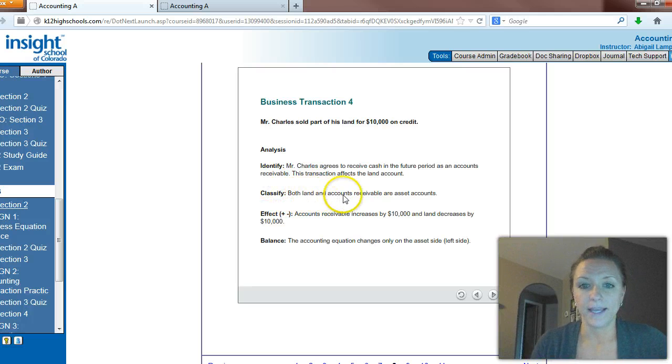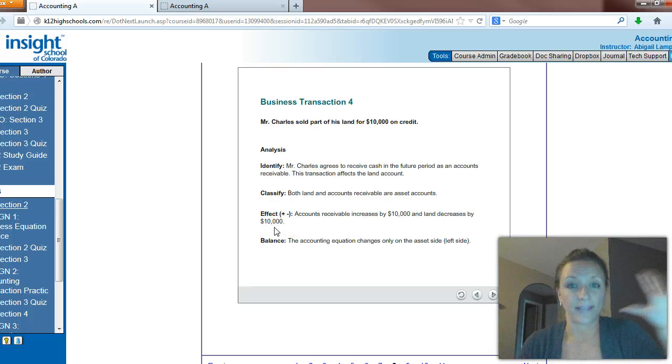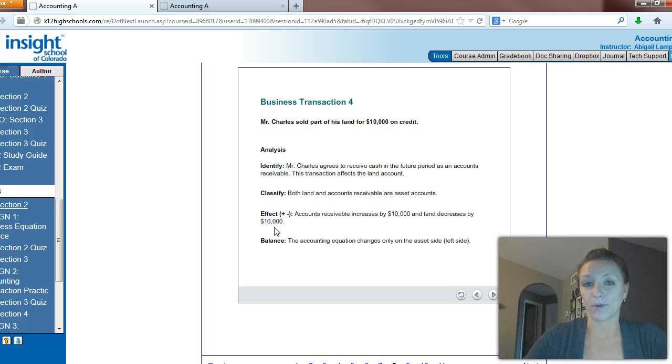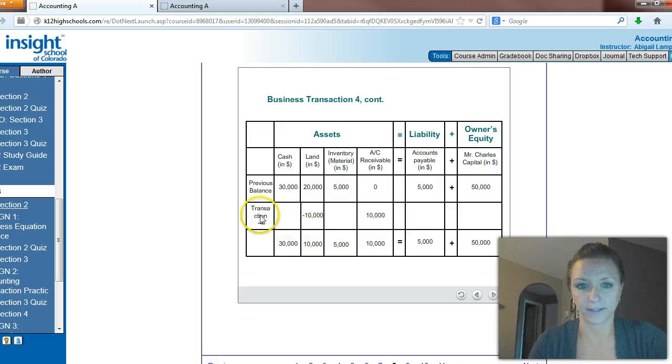Okay, classify: both land and accounts receivable are asset accounts. And the effect will be accounts receivable increases by $10,000 and land will decrease by $10,000. We sold $10,000 worth of land, so that land account is going to decrease by $10,000. Whereas our accounts receivable, someone's going to owe us $10,000 for that land. And this is what that's going to look like. So we have $10,000 coming out of our land and $10,000 going into our accounts receivable. Again, both are assets, so they're on the same side of the equation.